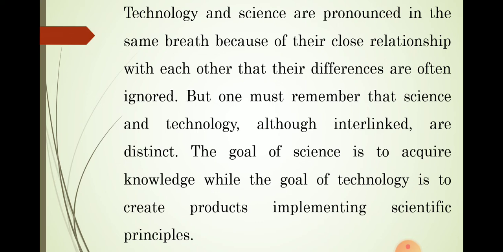People nowadays, most of the time when they talk about science, it's as if they are talking about technology. And when they talk about technology, they also use it to refer to science, but that's because they are interrelated. But one must remember that science and technology, although interlinked, are distinct. The goal of science is to acquire knowledge, while the goal of technology is to create products implementing scientific principles. The goal of science is to gain and provide knowledge, while on the other hand, the goal of technology is to create products, creating machines, and this is by what?